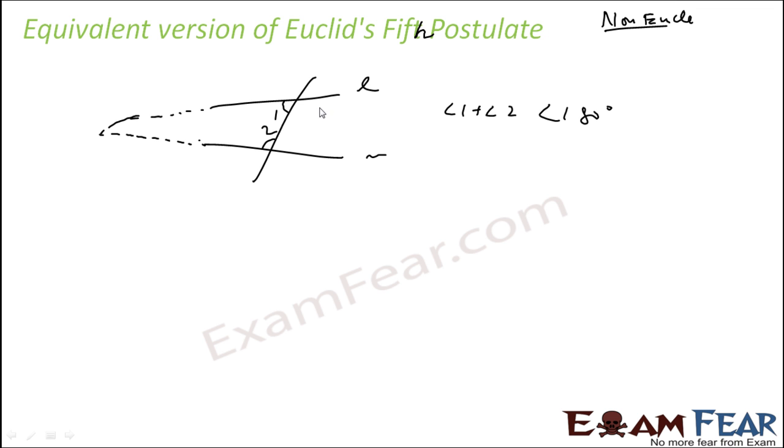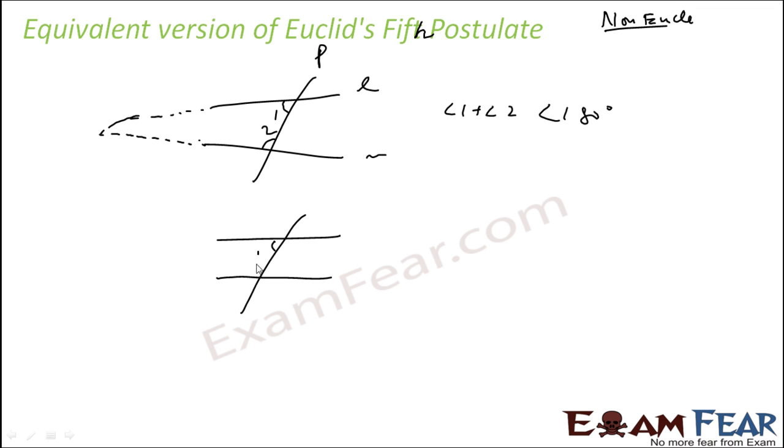Correct? So if a straight line is falling on two straight lines, L and N, and let's suppose P is another straight line falling on these, and they make interior angles on the same side, and if you add these interior angles and they are less than 180 degrees, then if you extend the lines indefinitely, they will meet on the side where the angle sum is less than 180 degrees. It also means that there will not be any intersection if the angle sum is 180.